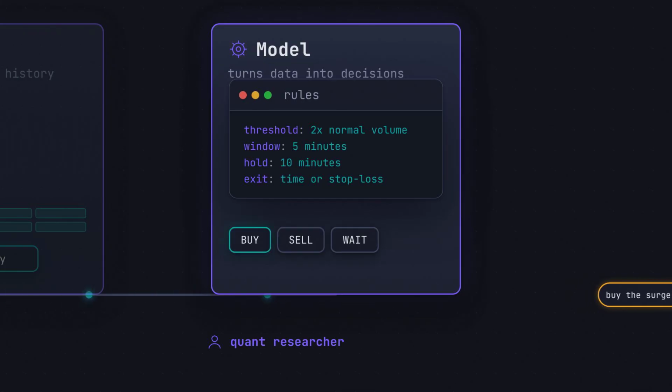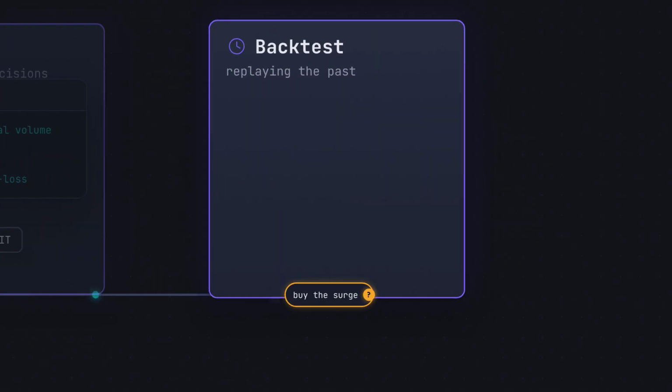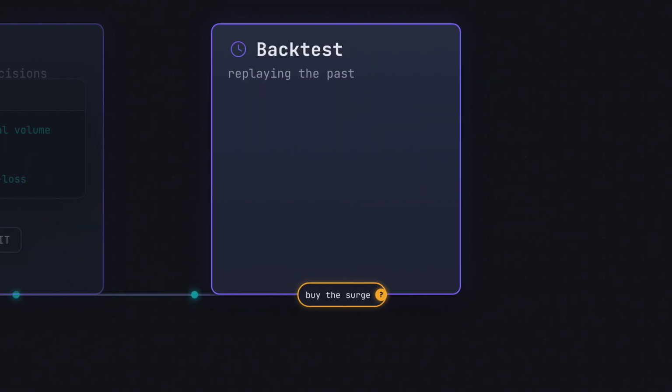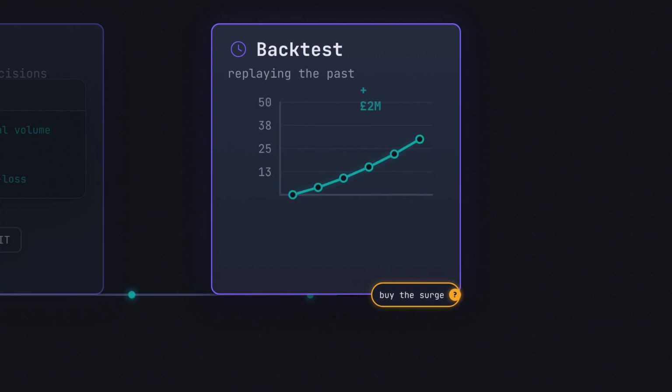But building a model proves nothing yet. Now it has to face the past. The researcher runs the model against old market data. This is called backtesting. Backtesting means pretending the strategy existed in the past and measuring what would have happened. It is like inventing a new football tactic, then rewatching last season's matches to see whether it would have helped. Suppose 10 years of data show the strategy would have made £2 million. That sounds excellent.